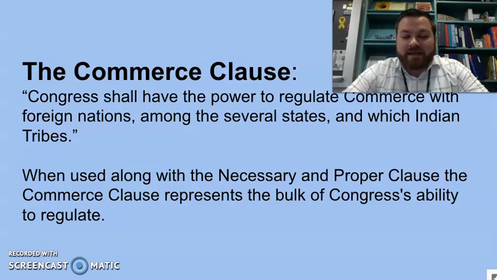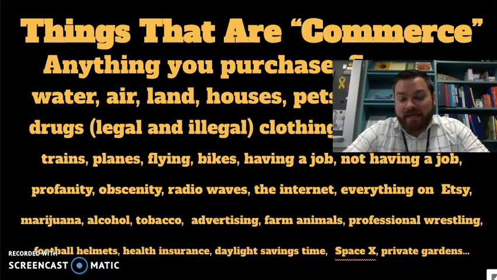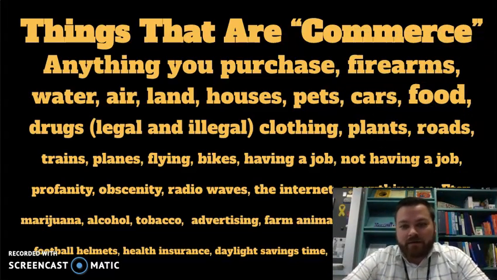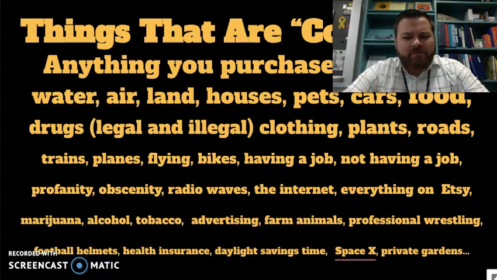Just to give you an idea of how much counts as commerce, literally everything. Things that are commerce according to the Constitution: anything you buy, firearms, water, air, land, houses, pets, cars, food, drugs, both legal and illegal, clothing, plants, roads, trains, planes, flying, bikes, having a job, not having a job, profanity, obscenity, radio waves, the internet, everything that you can buy on Etsy, marijuana, alcohol, tobacco, advertising, farm animals, professional wrestling, football helmets, health insurance, daylight savings time, SpaceX, private gardens. Basically anything you can think of does fall under the scope of commerce, which is why it's one of the most important clauses in the Constitution.